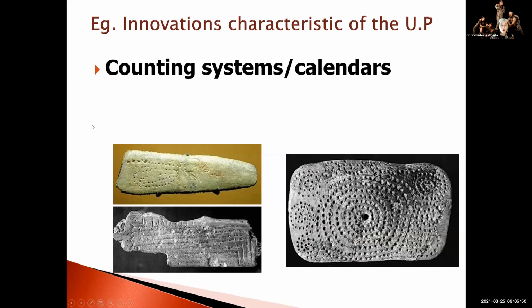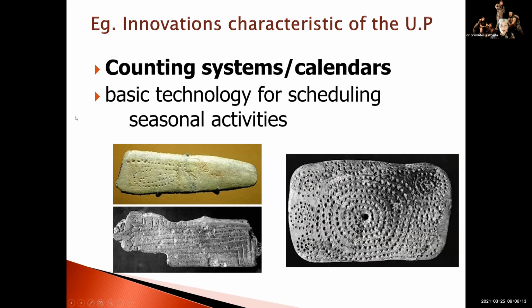Okay, now, what's another why? So innovations characteristic of this, there are things that have symbolic identities to them. Again, thinking of cognition, what's important? Why are they making them in the format, the size, the images, things that are more practical? We do know using science that these counting systems or calendars are basic technology.